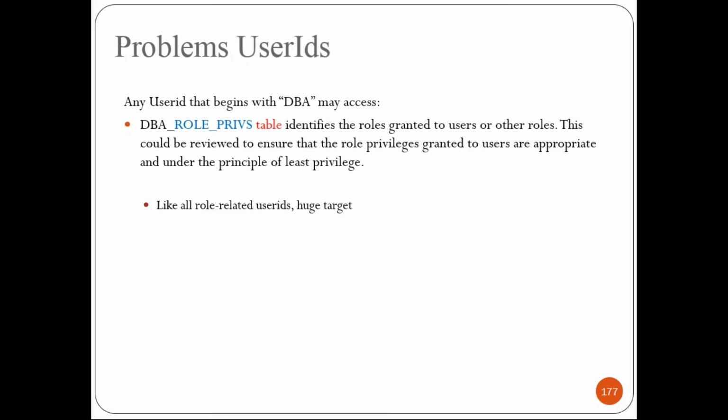Once again, like all role-related user IDs, it's a huge target, especially if someone can get access to the DBA roles privileges table and raise the privileges. The perfect example would be someone who's been terminated. If I can get access to an employee user ID that's been terminated, then I can go into the DBA roles privs table, raise their privileges up to an admin, and they wouldn't even know. I mean, if somebody sent an email saying, hey, your access privileges have changed, they wouldn't even be there to respond to it.